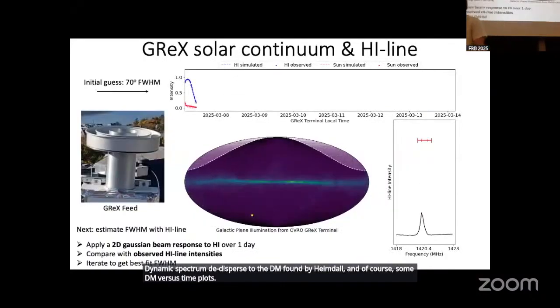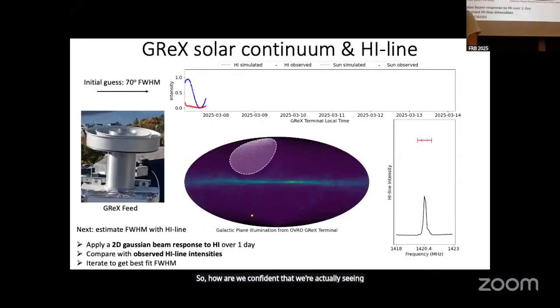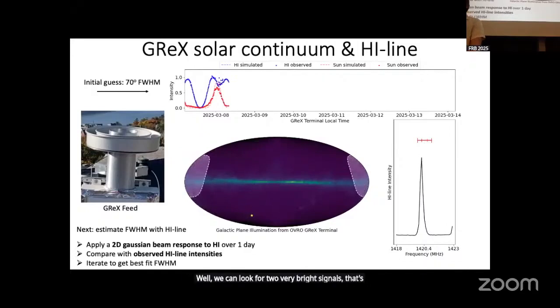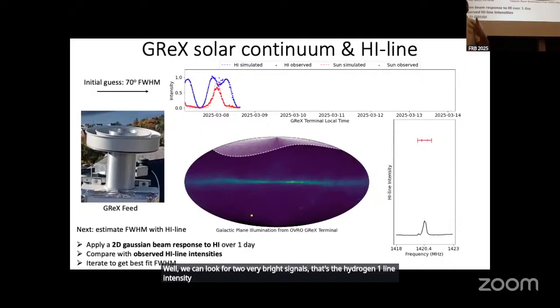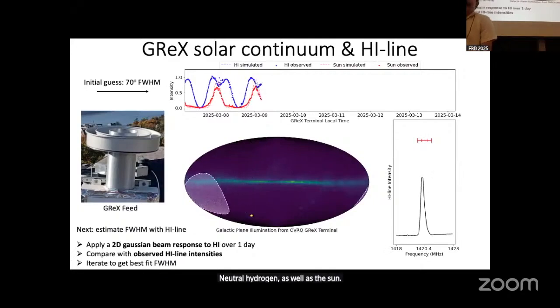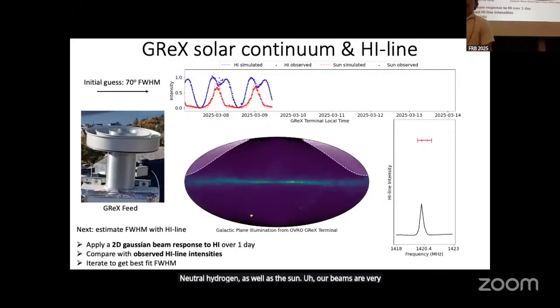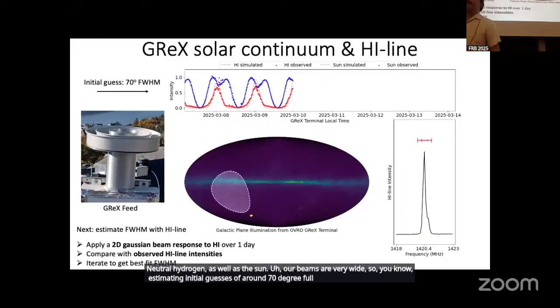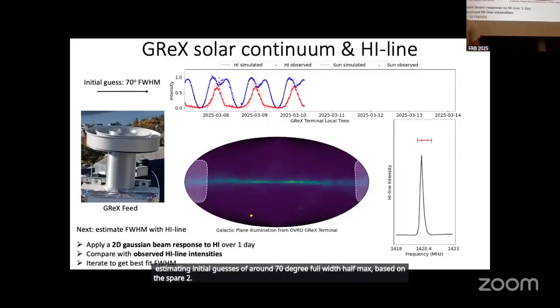So how are we confident that we're actually seeing the sky? Well, we can look for two very bright signals. That's the hydrogen 1 line intensity from galactic neutral hydrogen, as well as the sun. Our beams are very wide, so estimating initial guesses of around 70-degree full width half max based on the Stair 2 full width at half max.